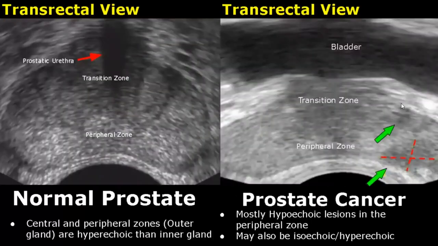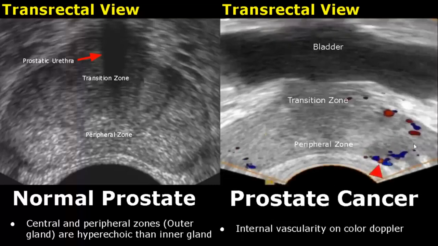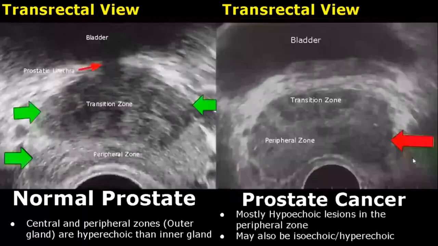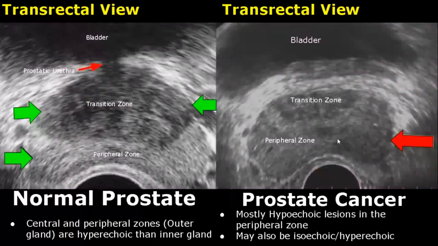Prostate cancers mostly occur in the peripheral zone. They usually appear hypoechoic, but in some cases can appear isoechoic or hyperechoic. And on color Doppler, we will see internal vascularity. Here we will see Doppler signals inside the masses. Here is another image of prostate cancer. A hyperechoic mass is seen in the peripheral zone.